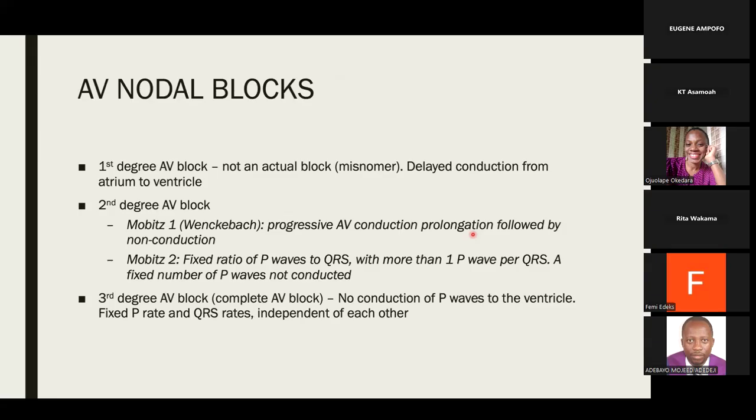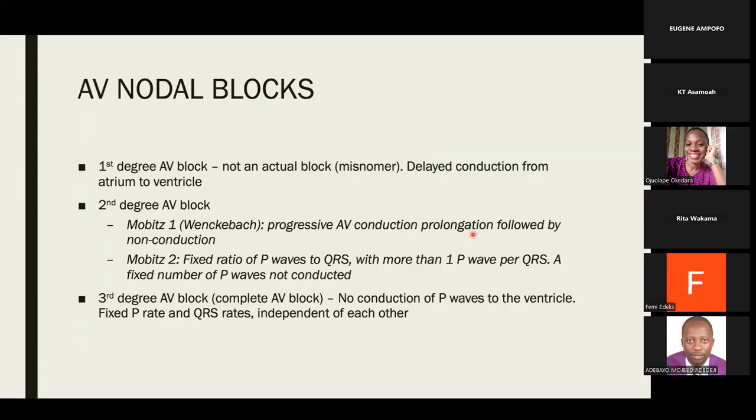Now the first is the first degree AV block, and this is actually a misnomer because nothing is blocked. All that happens is that within the compact AV node, there is a prolonged or excessive delay. And remember that I mentioned when the impulse gets to the AV node, it delays the impulse before passing it down into the ventricles. So in a first degree AV block, this delay is exaggerated. So then the PR interval is longer than usual. And normal PR interval is supposed to be 120 to 200 milliseconds. But in a first degree AV block, it's more than 200 milliseconds.